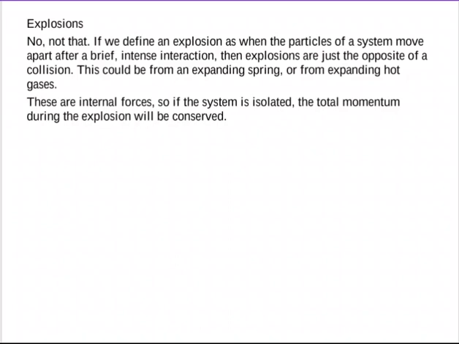So if the system is isolated, the total momentum during the explosion would be conserved. If you have a spring that's compressed and it's just sitting there, and then all of a sudden, boom, there it goes, and it expands out, that was an internal force that is being released, and that is conservation there as well.